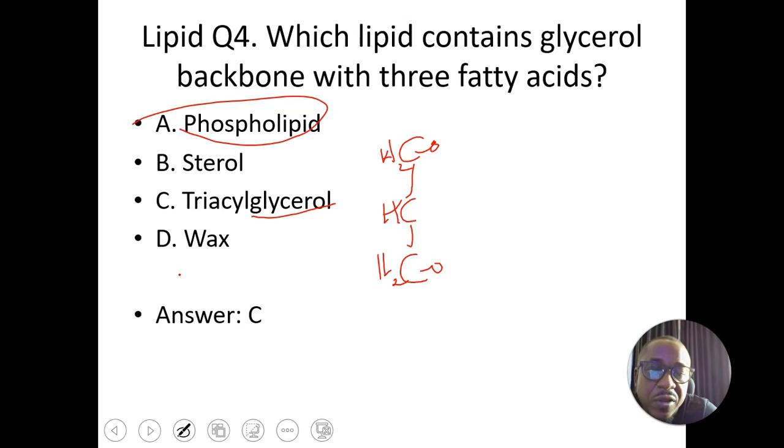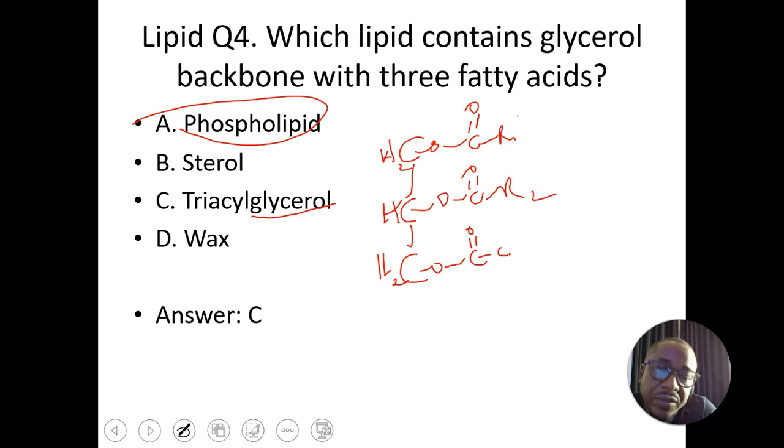We have the first fatty acid here forming the ester bond, R1. Another fatty acid is esterified here forming the second fatty acid. Another fatty acid is esterified here forming the third fatty acid. So 3 fatty acids is triacylglycerol. But if they ask which of the following lipid contains glycerol backbone, both phospholipid and triacylglycerol will serve as the answer.